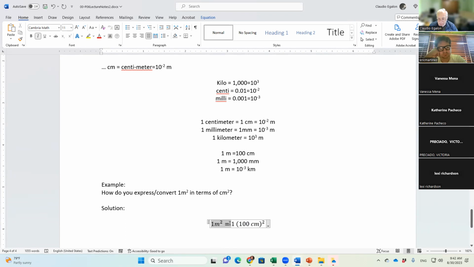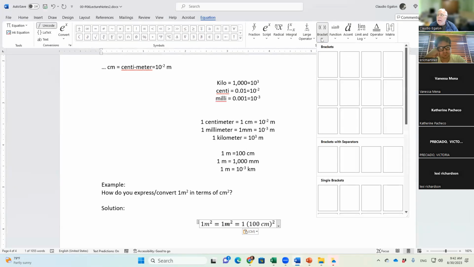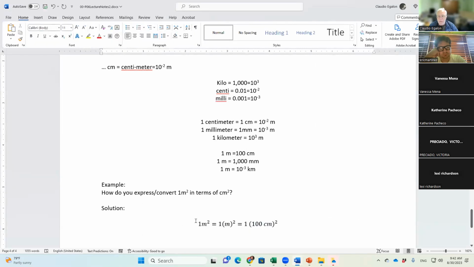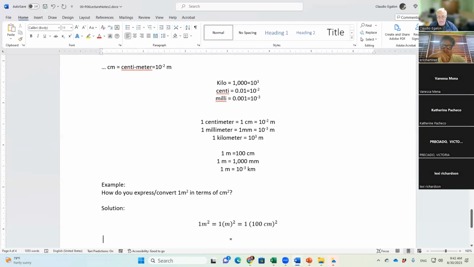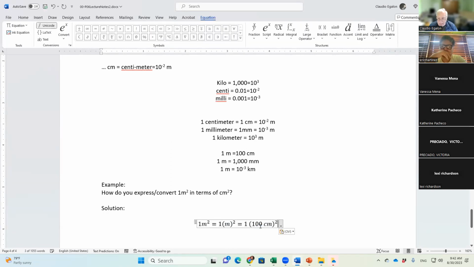I'm going to do an additional step here. What you see right here on the left side can be expressed like that, and I'm doing that so I can go for the next step. So you can understand that 1 meter has to be written in centimeters, but it has to be inside these parentheses. So then what we get is that 1 meter square is equal to 10,000 centimeters square.